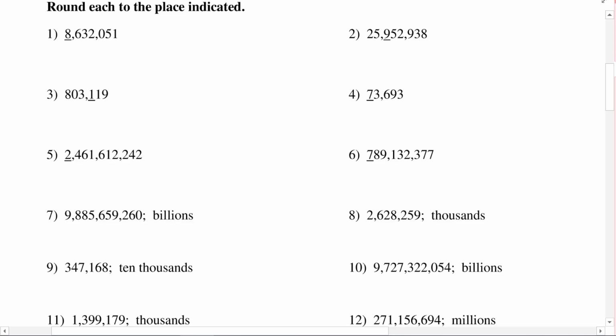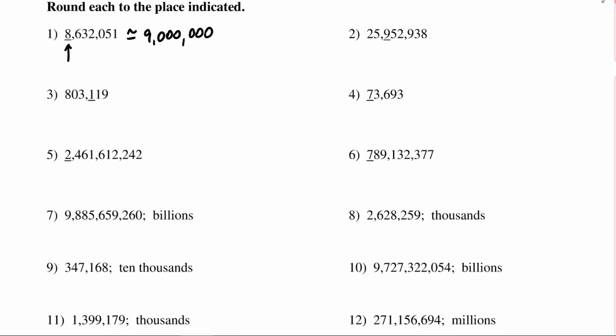We want to round the number 8,632,051 to the nearest million. So basically, you can think like this: 8,600,000, is it closer to 8 million or closer to 9 million? Well, it is closer to 9 million. So we are going to round it to 9 million.